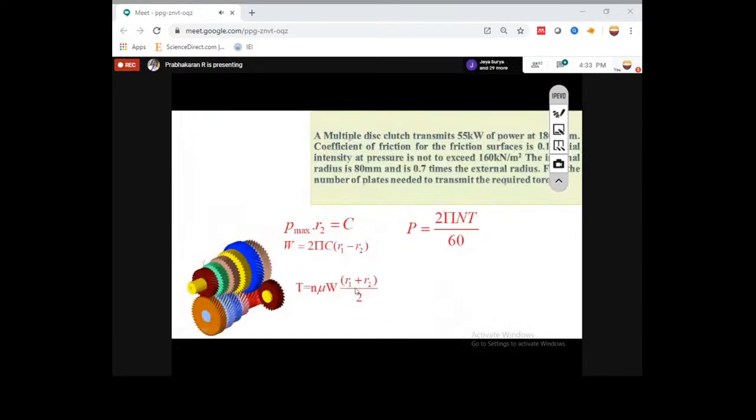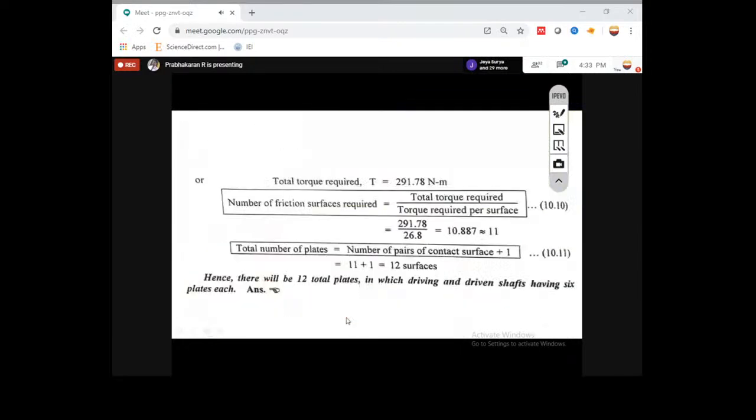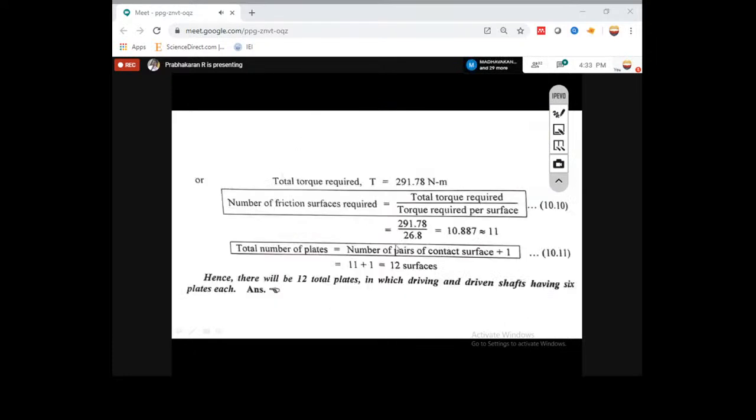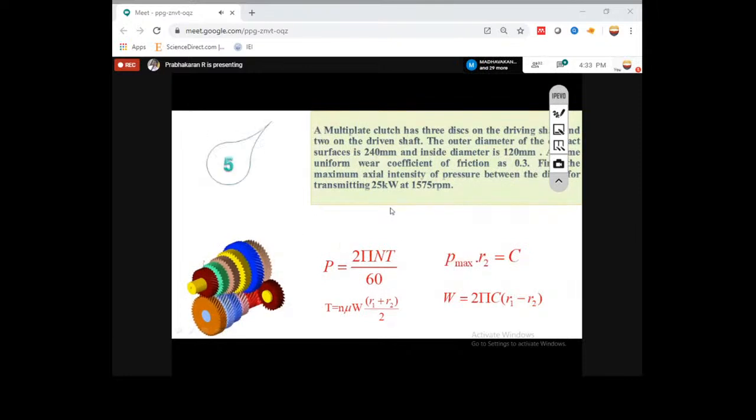If you understand, definitely the clutch topic will be nothing. Okay, so next I'm going to talk about the 12. The 12 will be the final value. This type of problem comes in the EAC and the GATE exam as a 2-mark question. Okay, so next I'm going to talk about the multiplate clutch.